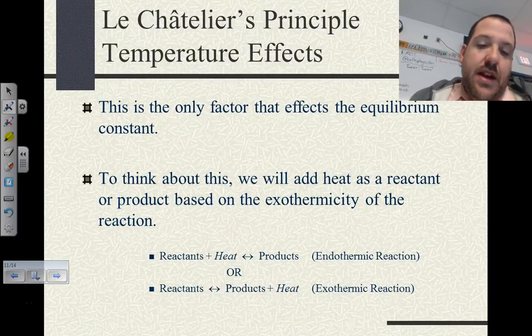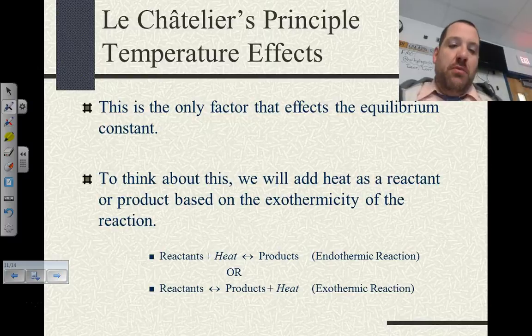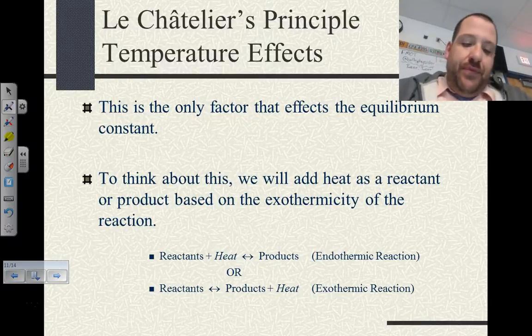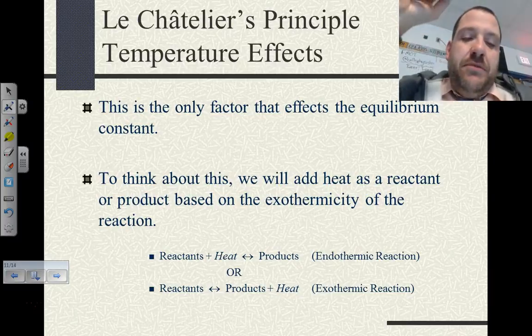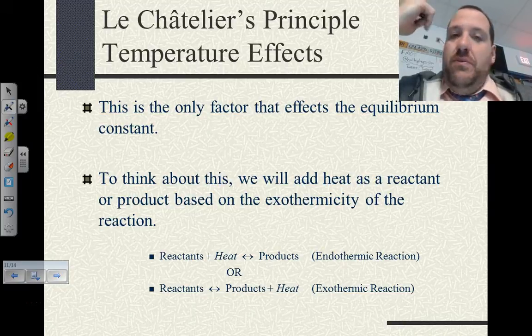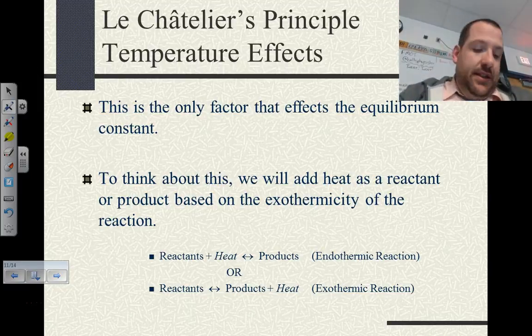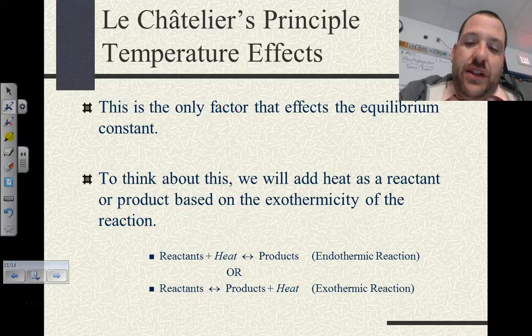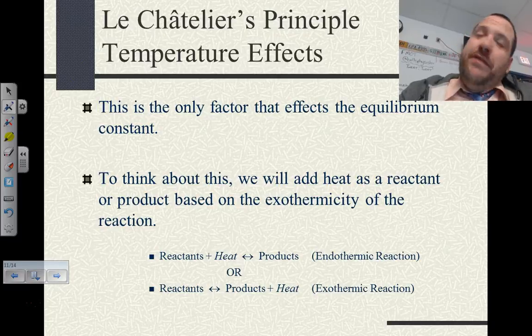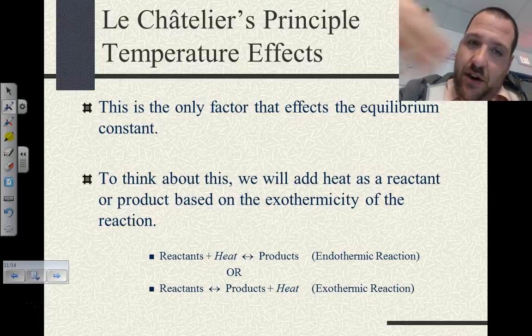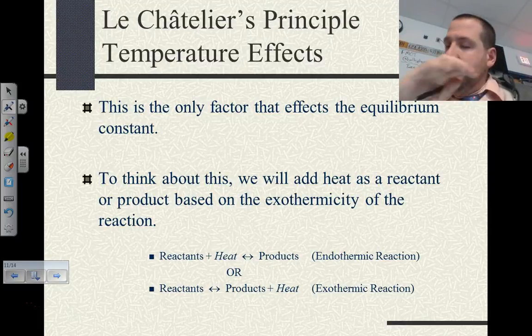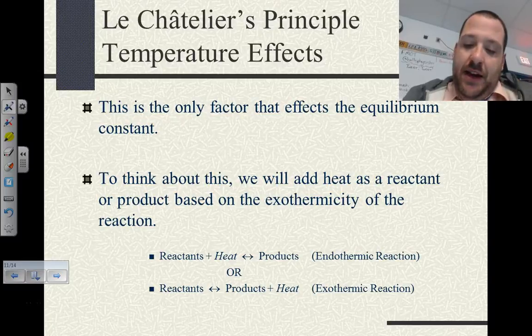Now, this is like drum roll. The only thing that affects the equilibrium constant is temperature, and I've been talking about this since we started equilibrium. So if the only thing that affects the equilibrium constant is temperature, we should probably figure out how that works. In order to do this, we have to delve very quickly into thermodynamics. We will go further into thermodynamics later.